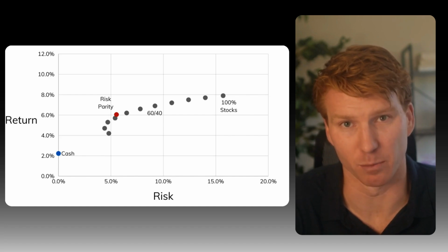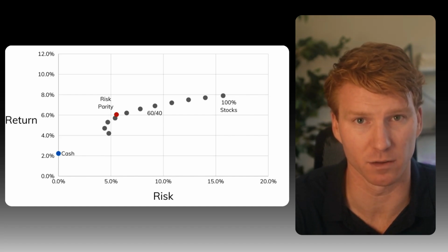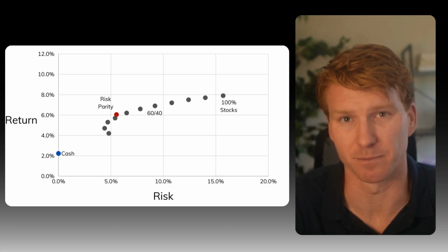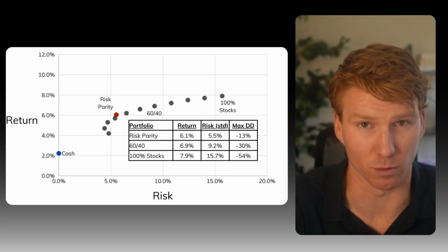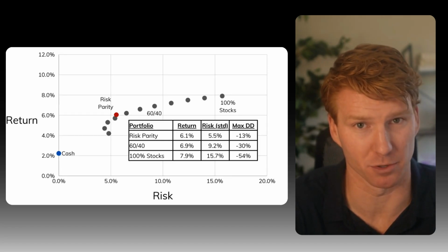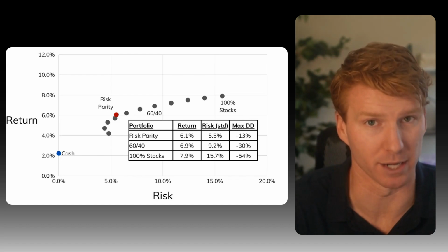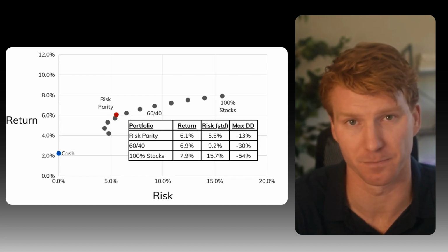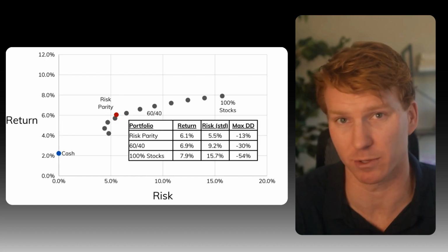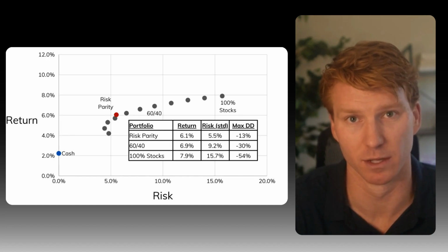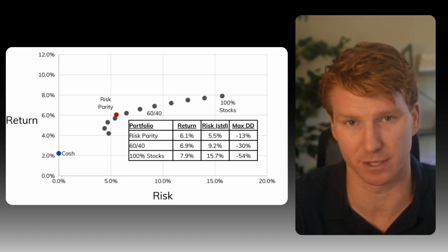The risk parity style portfolio generated a lower return than a 100% stock or 60-40 portfolio, but it was also far less risky or volatile compared to these conventional portfolios. The risk parity style portfolio achieved a return of about 6% per year compared to 6.9% per year for a 60-40 and about 7.9% per year for the global stock portfolio. So the 100% stock and 60-40 portfolios achieved greater returns than the risk parity style portfolio. But these portfolios also experienced far greater volatility and drawdowns.